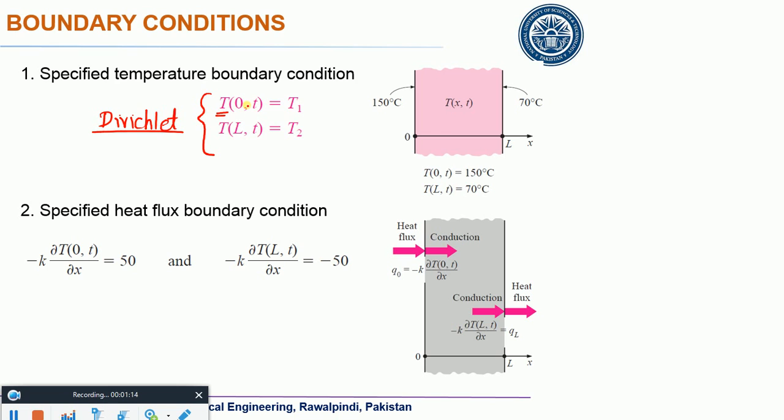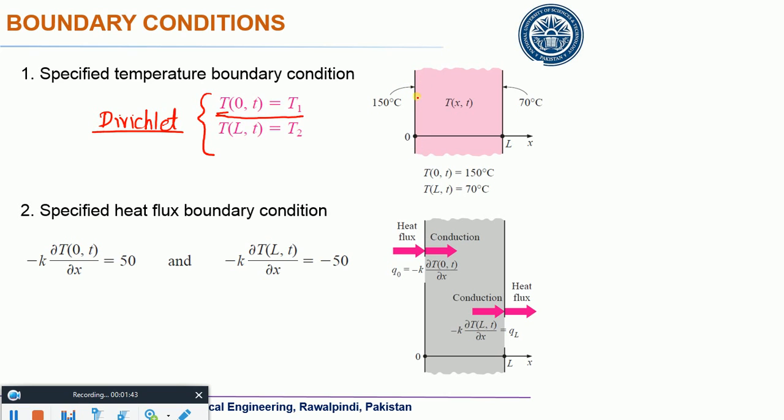And if you represent it as a gradient, it means partial T by partial X or something like that, then it would be a Neumann condition. And if you present a combination of both, like partial T by partial X plus some parameter multiplied by T equals something, that is a mixed condition. But anyways, now see what physics these boundary conditions represent or depict.